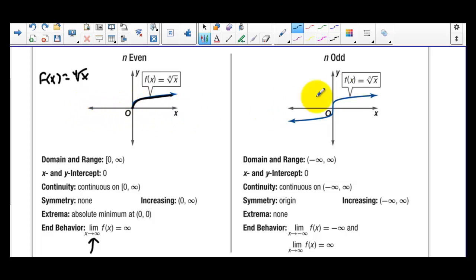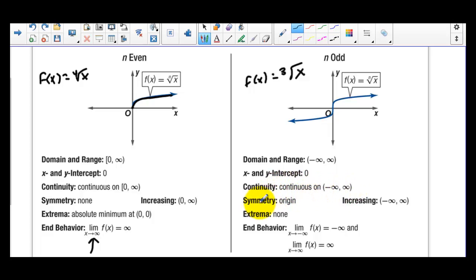If n is odd, now we can take the 3rd root, let's say f of x equals the 3rd root of x. We can take the 3rd root of negative values. We can't take the 4th root of negative values. That's why the function does not exist where x is negative. Domain and range, all reals. The x and y-intercept is 0.